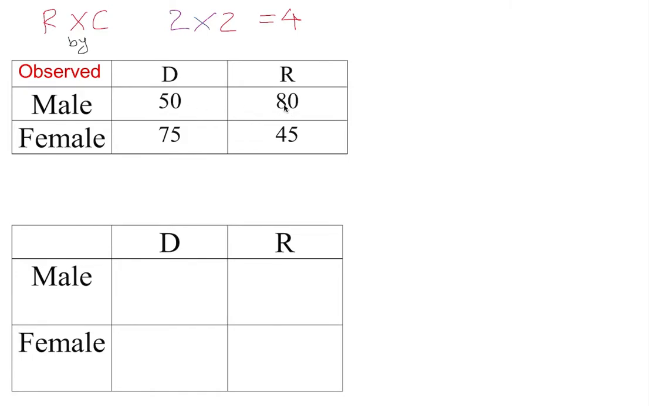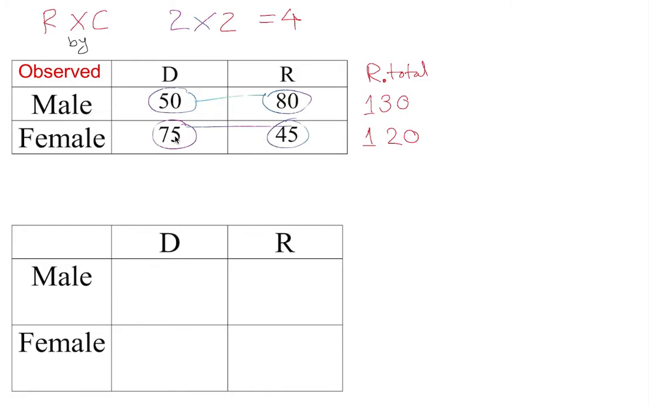So in this case we add 50 with this one, 50 plus 80, and we're supposed to get 130. And also we add 75 with 45, which gives us 120. So what is this? This is basically R total, R-T-O-T-A-L, where R represents row total.